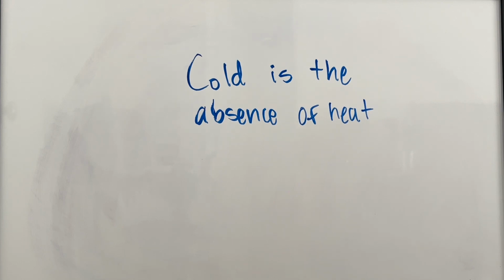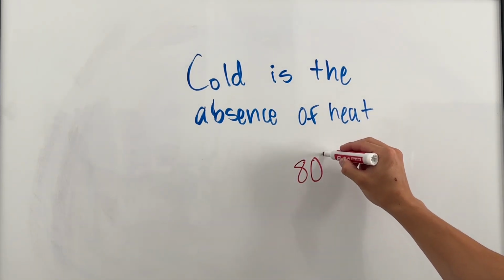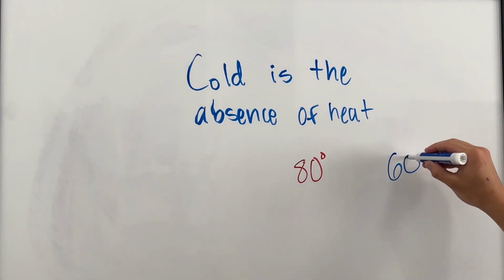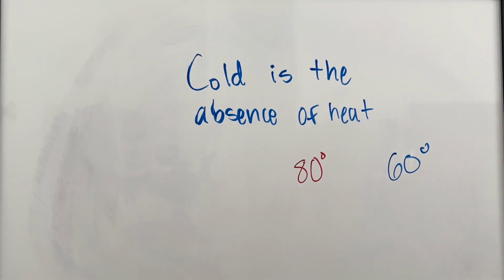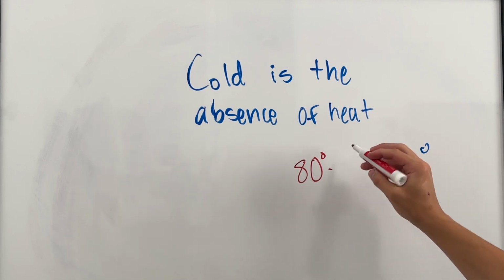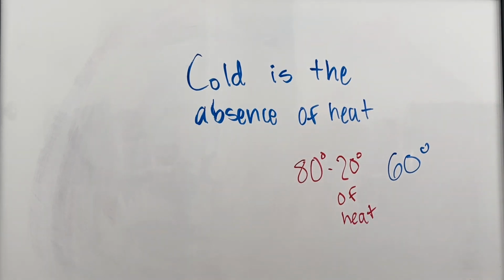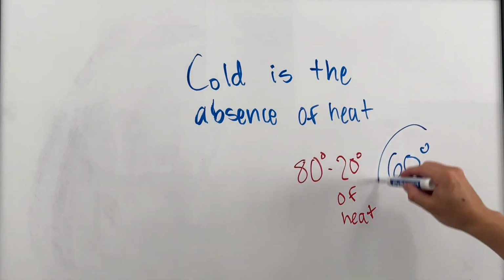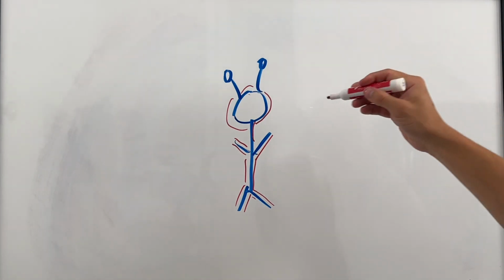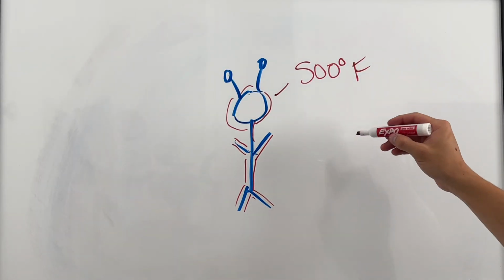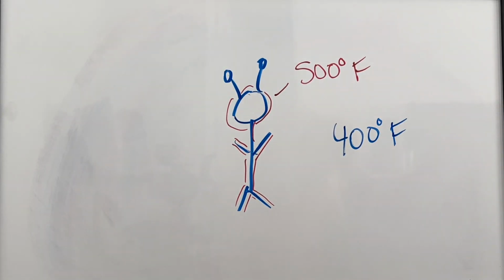So if you remember, the air in our home was 80 degrees. And what do we have to do to make that 80-degree air turn into 60-degree air? Well, we have to remove 20 degrees of heat. So when we remove that heat, voila, we get cold. Say we have an alien here whose body temperature is 500 degrees. To this alien, 400 degrees is very cold. So not only is cold not real, but it's also relative.